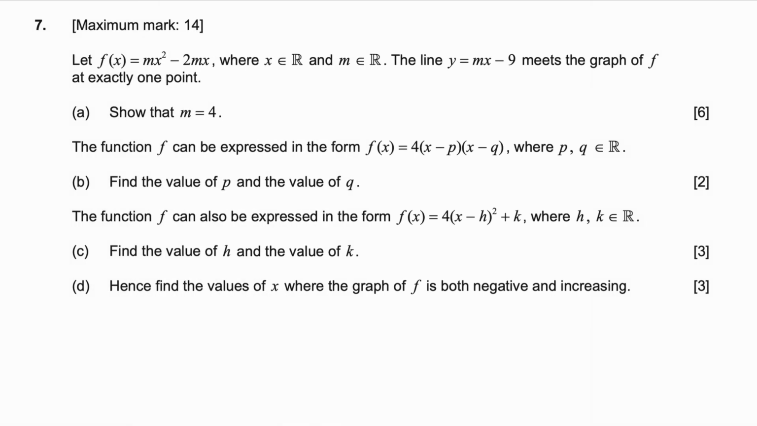Question 7. Let f of x equals mx squared minus 2mx, and the line y equals mx minus 9 meets the graph of f at exactly 1 point. These two graphs meet each other at exactly 1 point. And we're asked to show that m is equal to 4.